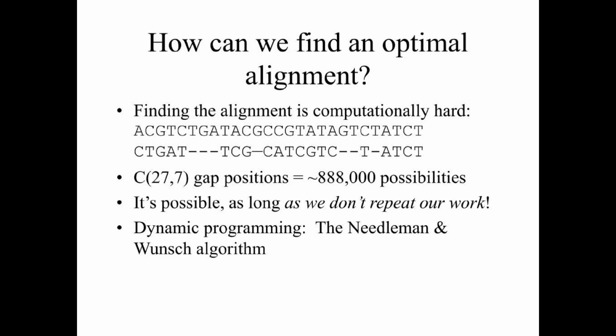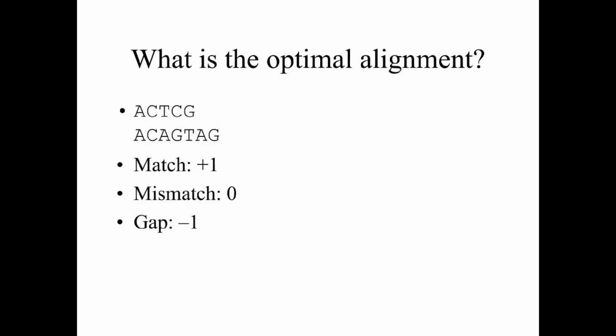So how to find the optimal alignment? To find the optimal alignment computationally is very hard. How many gaps are there? How many possibilities are there? So we make use of the dynamic programming concept for this optimal alignment. We make use of two algorithms. One is the Needleman-Wunsch algorithm, and the other is the Smith-Waterman algorithm. The first one we are going to see. So this is optimal alignment where we have match score 1, mismatch 0, and gap -1.